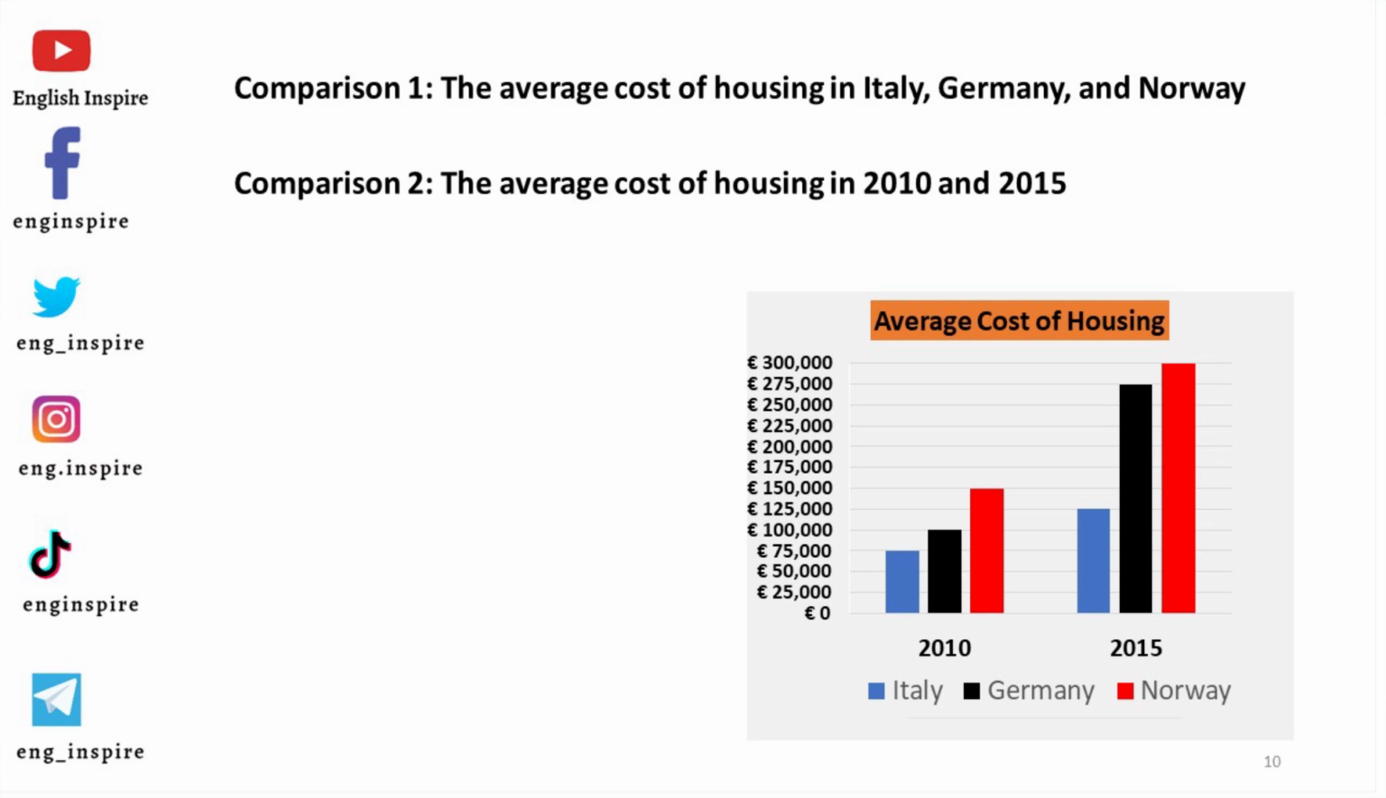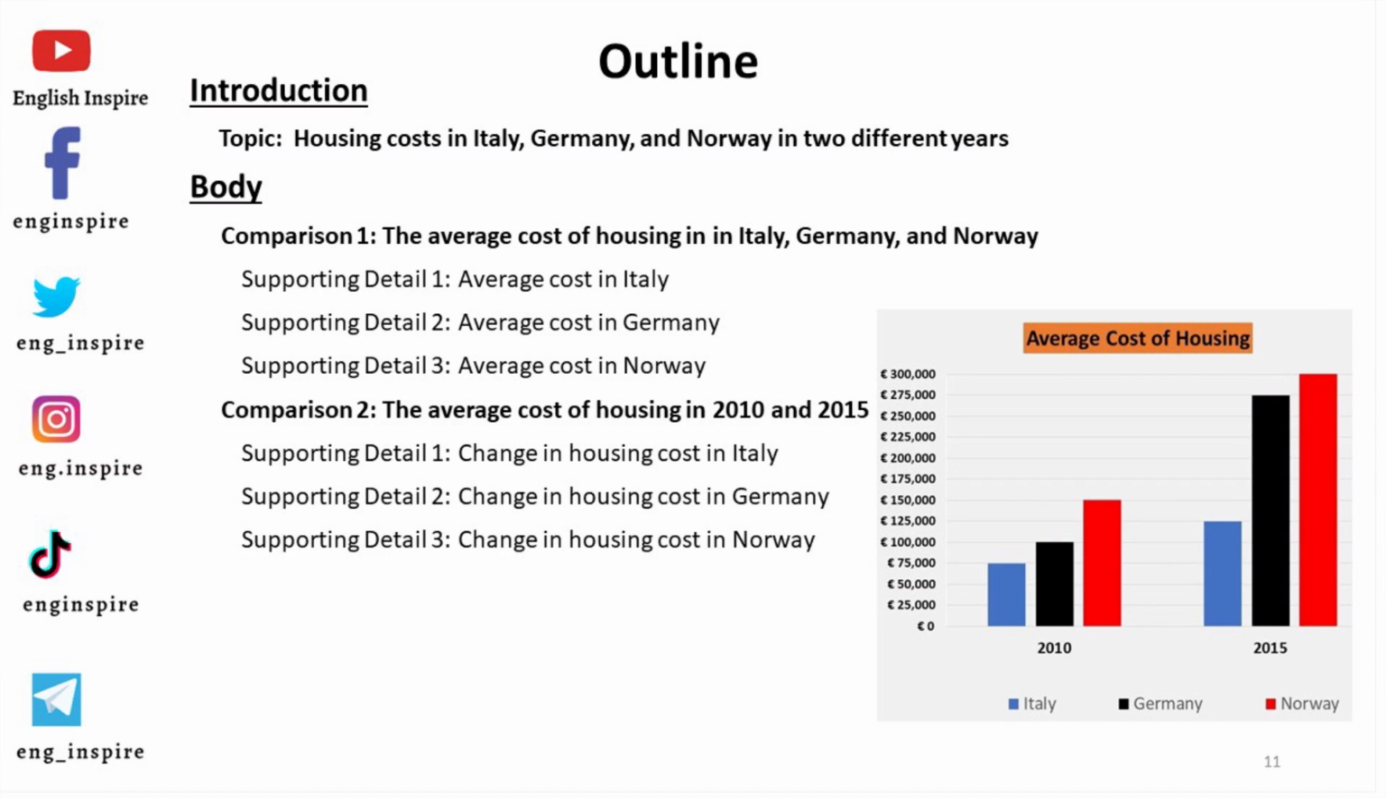Having determined the comparisons, now we need to make an outline of what we're going to write about. An outline is a plan of what we will write. We need to start with the topic we determined, which is housing costs in Italy, Germany, and Norway in 2 different years. And the 2 comparisons we made: the average cost of housing in Italy, Germany, and Norway, and the average cost of housing in 2010 and 2015.